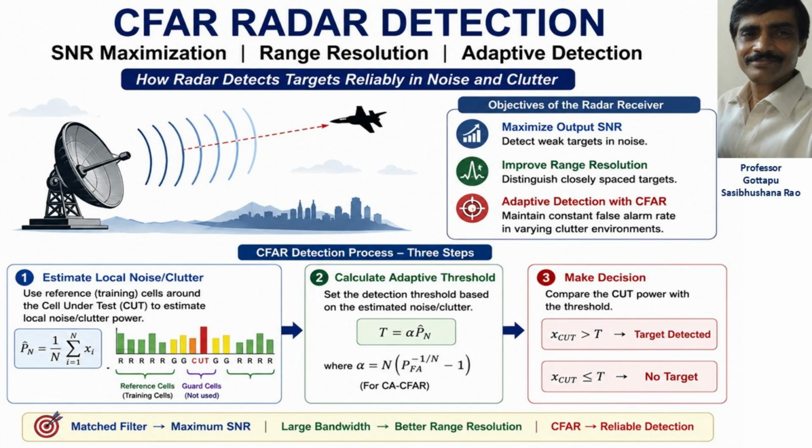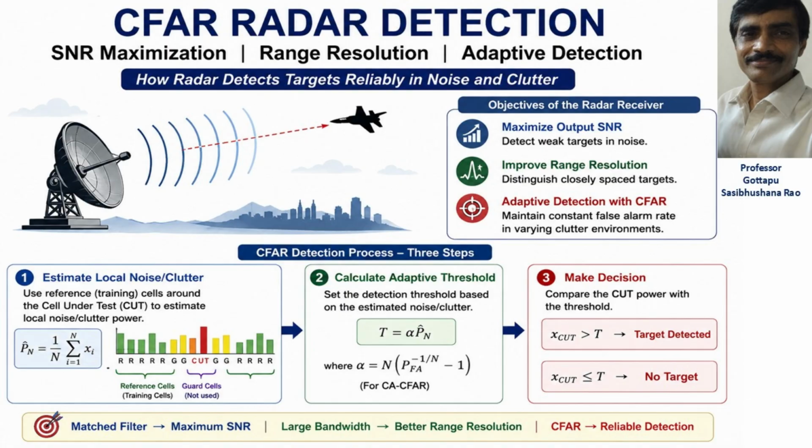As shown in the figure, radar must detect the target even when the received echo is mixed with noise and clutter. The receiver has three important objectives: maximize the output SNR, obtain good range resolution, and make reliable target decisions using CFAR. The CFAR process is shown in three simple steps.